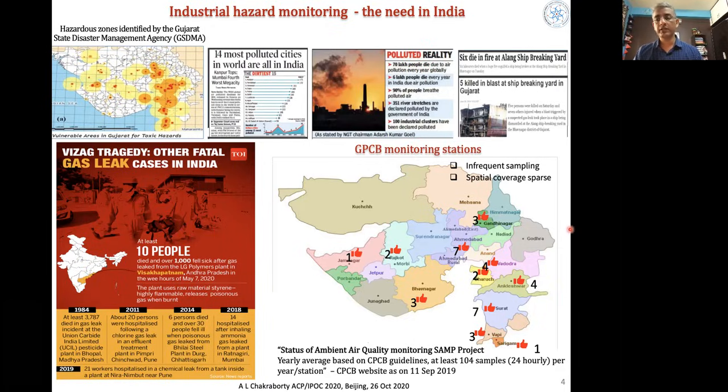The governments are trying to do their best, but the number of monitoring stations that are available is not very large. So there's a lot of what we call spatio-temporal gaps that need to be filled. And laser spectroscopy is a very, very good candidate.